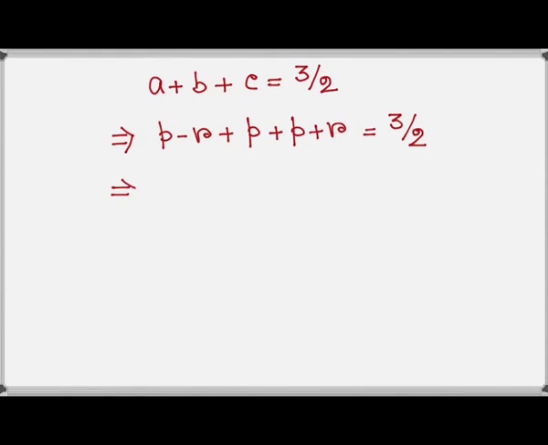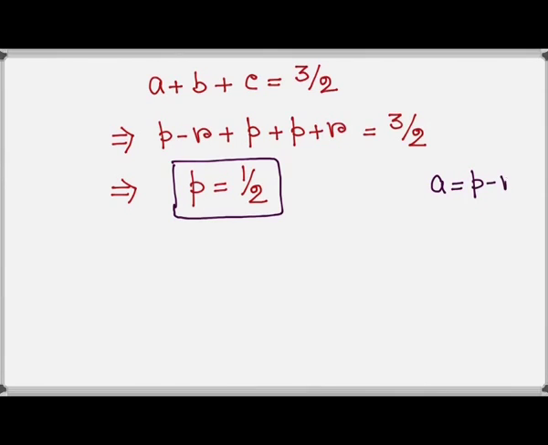So from here we are getting that P is equal to 1 by 2. Note that this is the value of B also. If we can now find out the value of R, then we know what is A, because A is nothing but P minus R, so half minus R. So we need to only find out now the value of R.